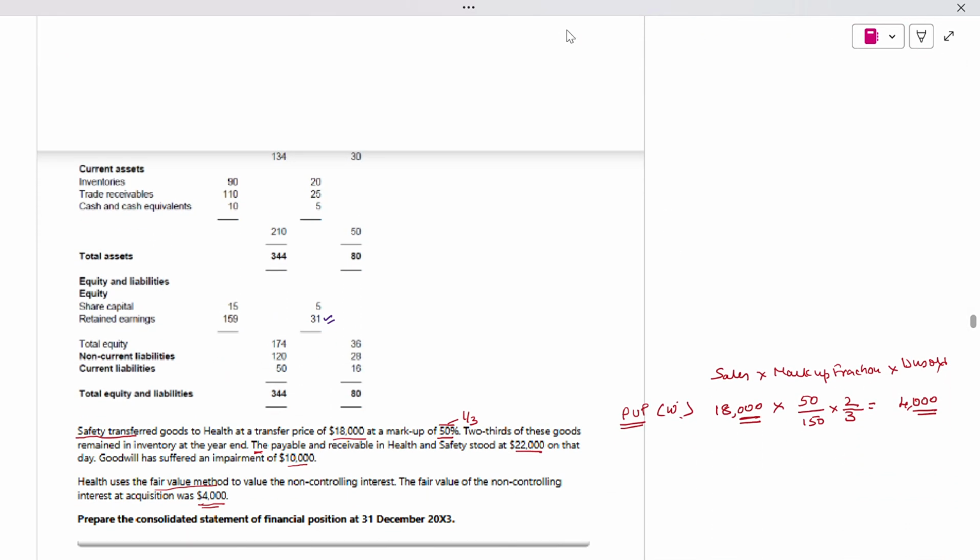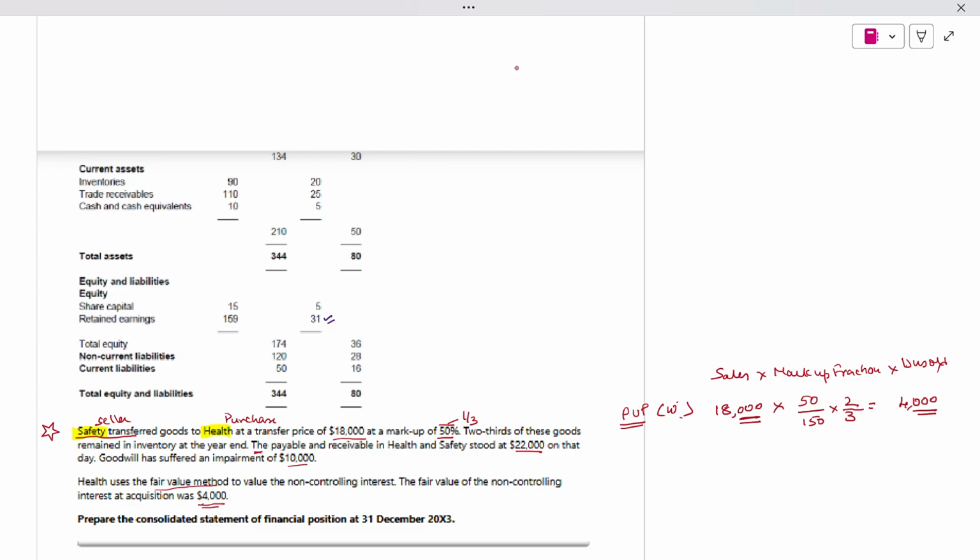Here they have mentioned very clearly: Safety transferred goods to Health. Safety is the seller, and Health is the purchaser. We have to make sure of this; it is another important point. We have to be very cautious. Who is the seller? Who is the buyer? Is it okay?